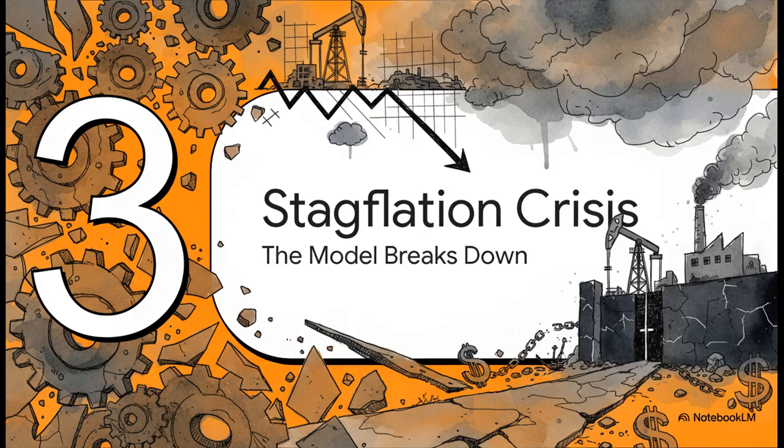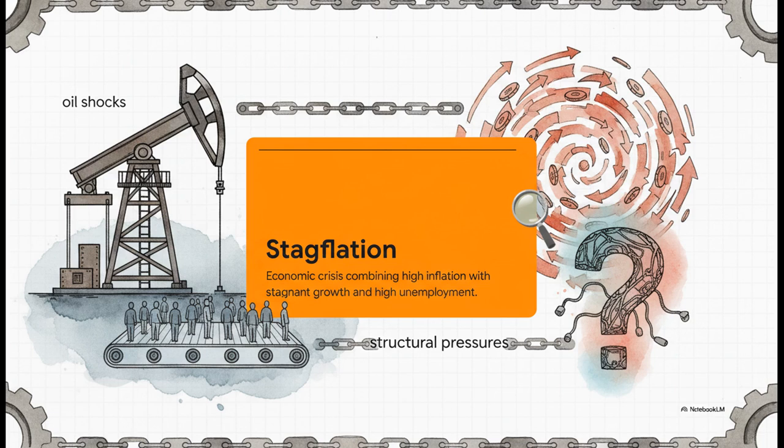Part 3. The crisis of stagflation. The model breaks down. Okay, so by the late 1970s, this Great Compression model basically hits a brick wall. Enter the crisis known as stagflation. Now, conventional economics at the time literally said this was impossible. You simply couldn't have sky-high inflation and high unemployment at the exact same time. It defied textbook logic. Yet, thanks to massive oil shocks and shifting structural pressures, that is exactly what happened. Policymakers were completely paralyzed. The tools they usually used to fix unemployment just made inflation worse, and vice versa. It was a vicious cycle.